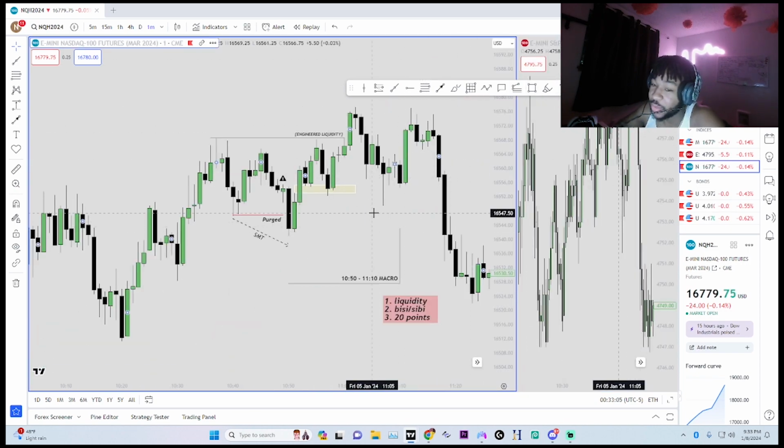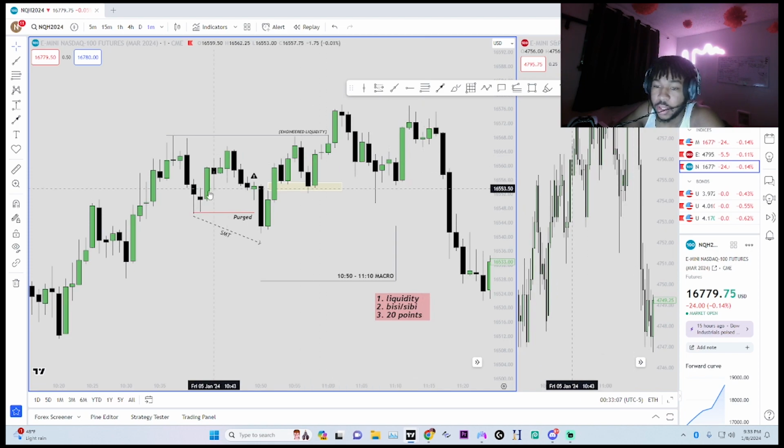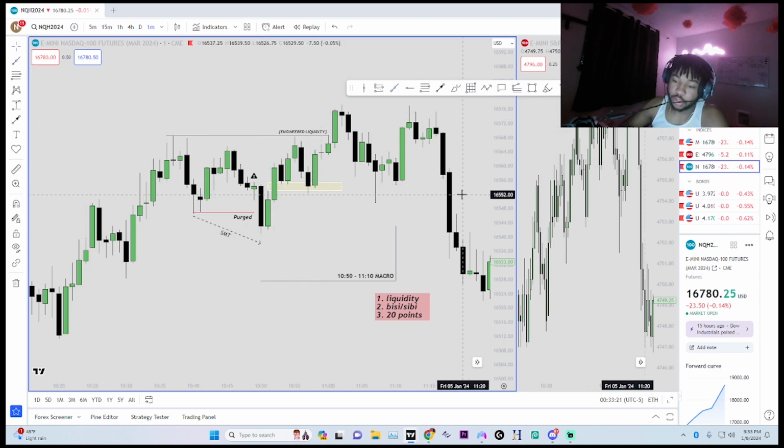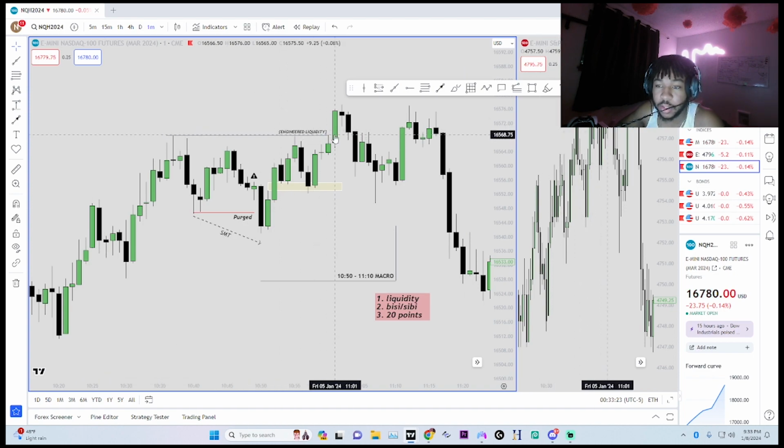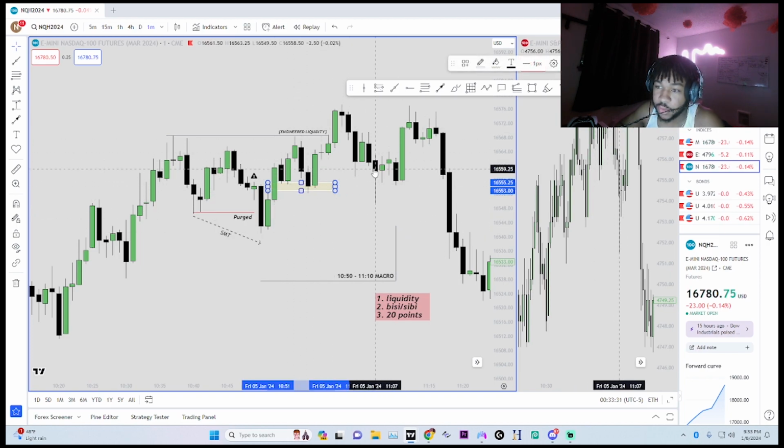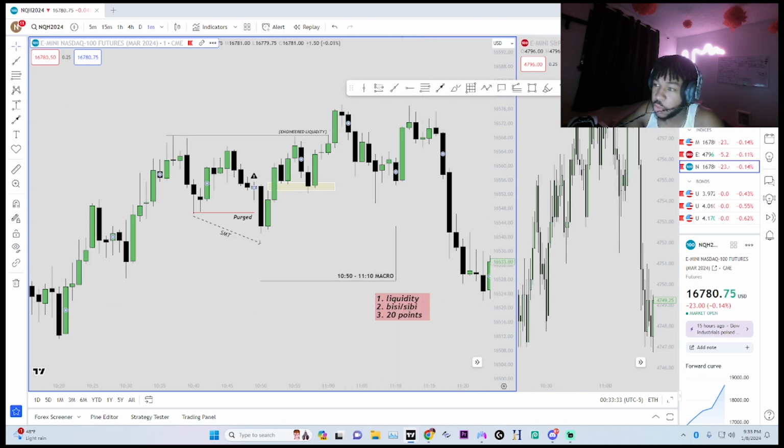The 1050 to 1110 macro. We can see we came down, left relatively equal highs as we're coming down, purged this low, came back up, created an order block, and also a busy. So let's go through our checklist. Do we have liquidity, relative equal highs, engineered liquidity? Do we have a fair value gap or a busy or a SIBI? Yes, we do, which is classified right here as a busy. And also, do we get 20 points?